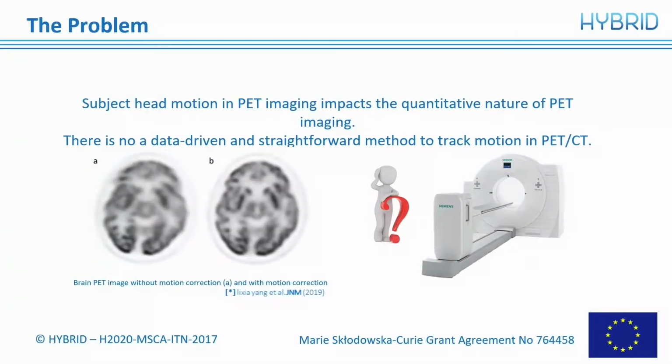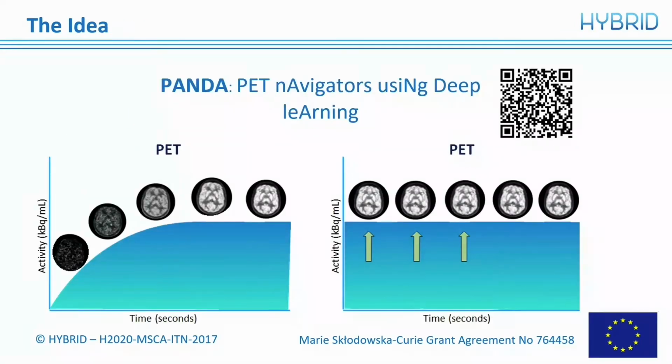Patient involuntary head motion can have severe impact on qualitative and quantitative aspects of brain PET imaging. Even in short static imaging, motion can significantly degrade image quality. In PET-CT systems, there is no straightforward and data-driven way to track full head motion that doesn't require additional external devices. Our solution relies on use of conditional generative adversarial networks to generate high-count images from low-count images in low-dose imaging.